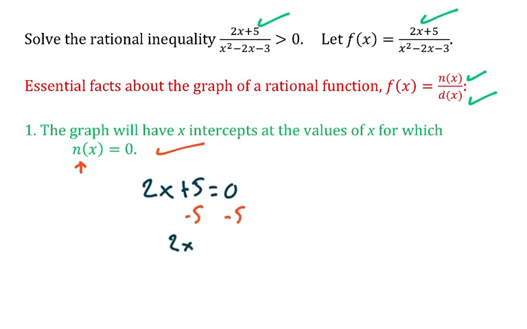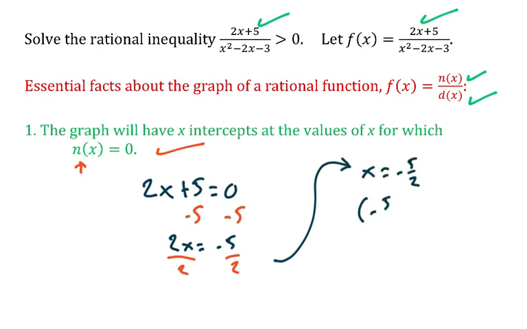That gives me 2x is equal to negative 5. And I'll divide both sides by 2. And that's going to give me x is equal to negative 5 halves. That means that (negative 5 halves, 0) is an x-intercept, and in fact the only x-intercept of this particular function.